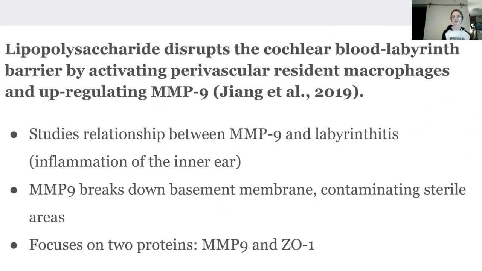And it's going to kind of bust down doors into regions that are very sterile and maybe even introduce some agents that could cause inflammation in places where there's not really supposed to be inflammation. And so it is going to focus on the interplay between these two proteins, MMP-9 and ZO-1, because they're often linked together when we're talking about cell adhesion.